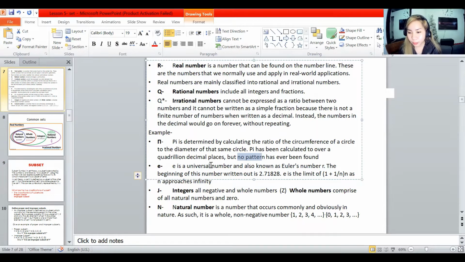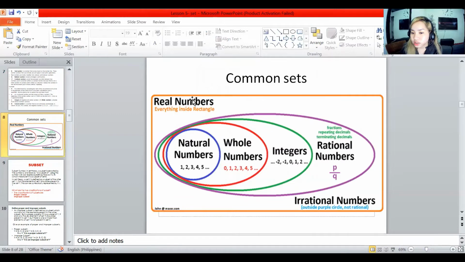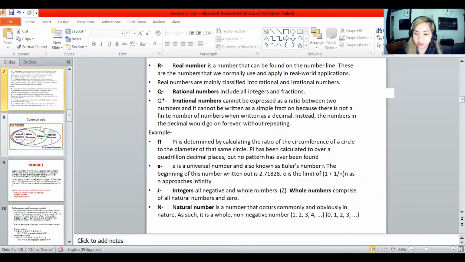So, for the integers, sabi ko kanina, all negative and positive integers, tapos whole numbers, and 0. Tapos natural numbers is a number that occurs commonly and obviously in nature. As such, it is a whole non-negative number. Ito po, yung nasa unahan nila, ito po yung mga symbol or shortcut nila. So, ito po, common sets, ito rin po yung diniscuss natin kanina.